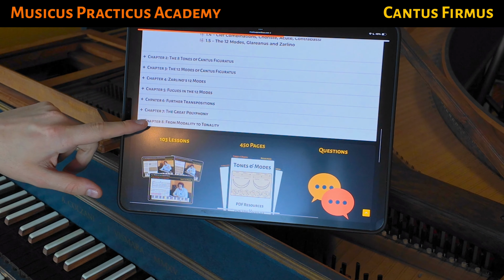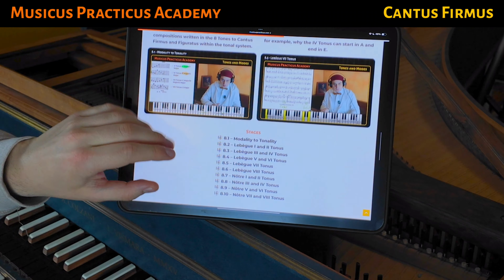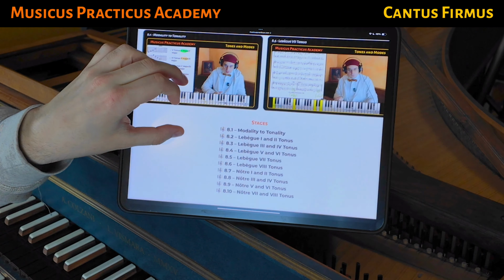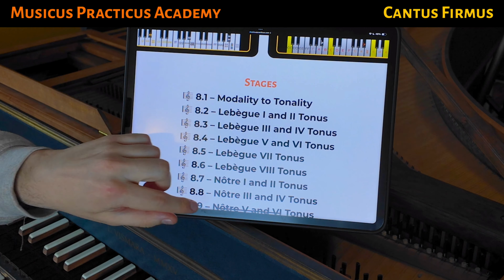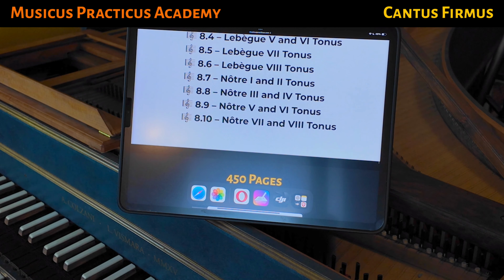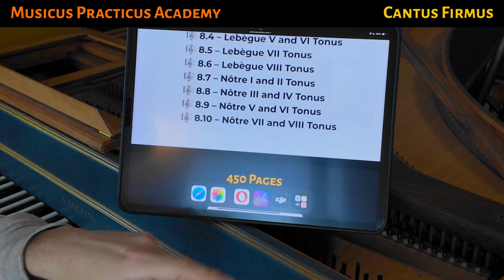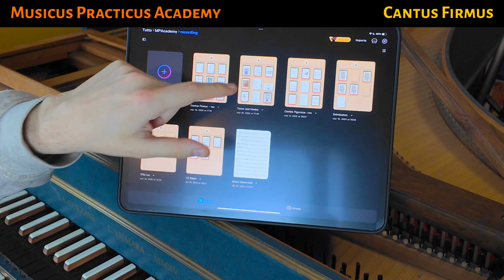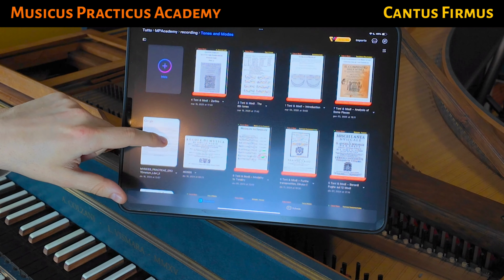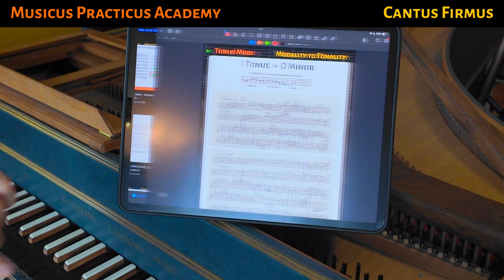And we have chapter 8, which is from modality to tonality. You'll see that some tones became specific keys. For example, the tertius tonus became A minor and even E minor, but frequently A minor. So let's go in the tones and modes folder where I show you this, and let's go to chapter 8. Here, chapter 8.